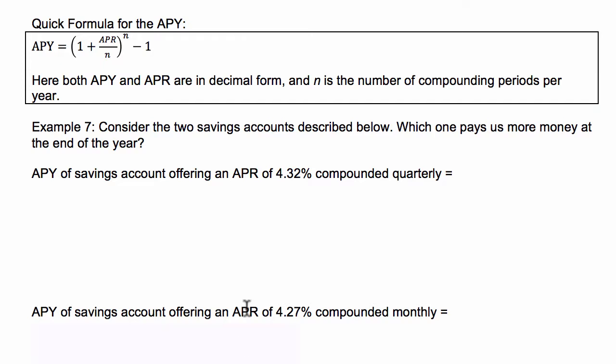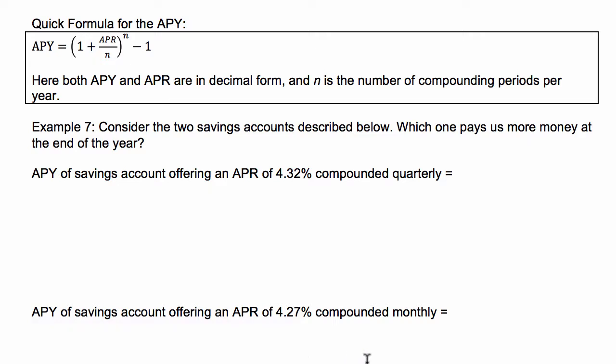Example 7. Consider the two savings accounts described below. Which one pays us more money at the end of the year? The first savings account has an APR of 4.32% compounded quarterly, while the second has an APR of 4.27% compounded monthly. We know a higher APR means more interest, but we also know that compounding more often means more interest.